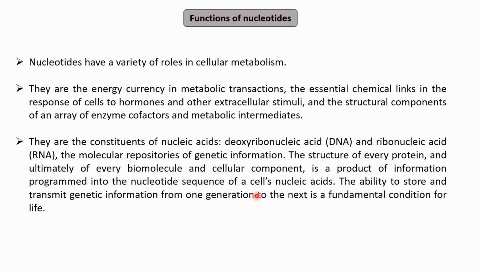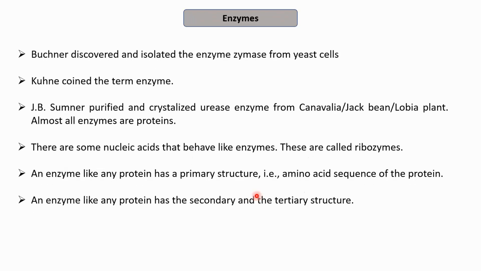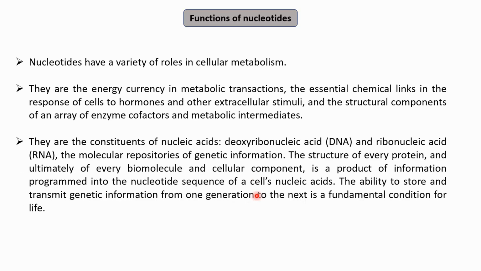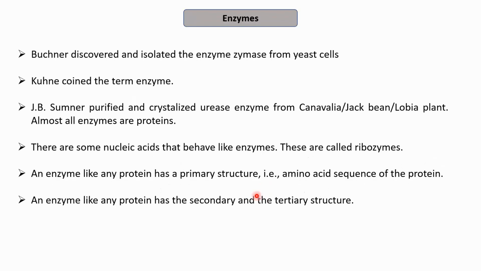The next in line is the enzymes. So what are enzymes? Enzymes were firstly discovered by Buchner, and he isolated the enzyme which is known as zymase from the yeast cells. Next, Kuhne was the one who coined the term enzyme. J.B. Sumner purified and crystallized urease enzyme for the first time from the jack bean plant, and we can say that almost all of the enzymes are proteins, although there are some exceptions.